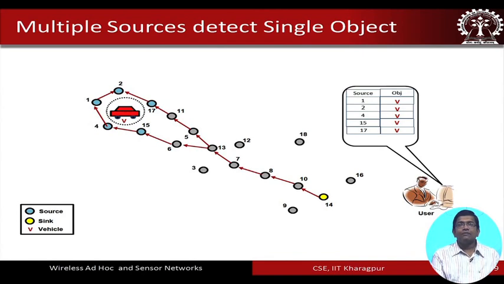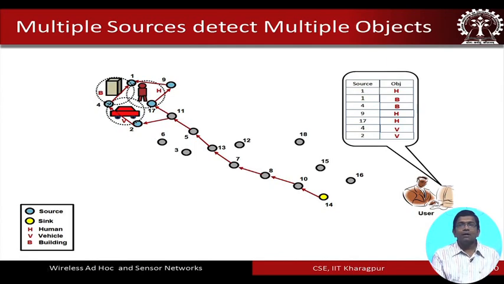Now we have the scenario of multiple sources detecting a single object. So, we have nodes 1, 2, 4, 15 and 17, these blue colored nodes, which have all together sensed the presence of a vehicle.